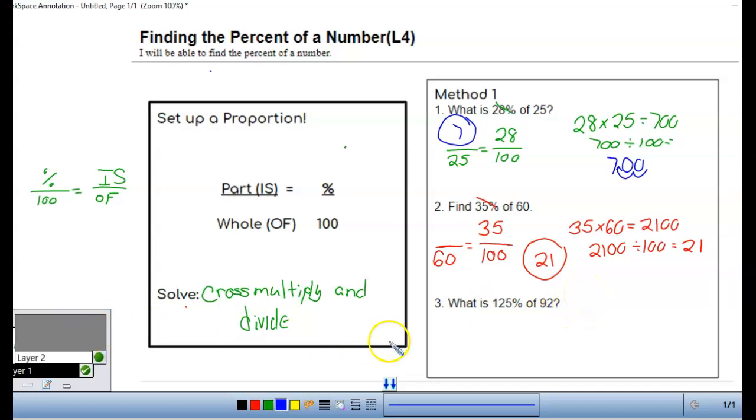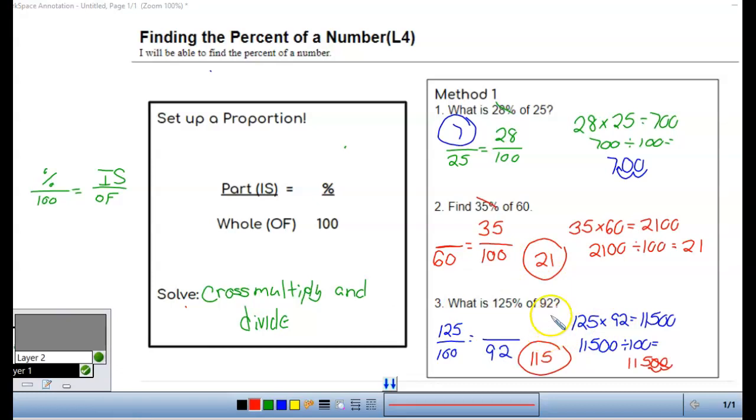So just like before, I start with my percent. I'm going to put it on the other side just to change it up a little bit. And I know it says is right there, but because this is a percent, putting it in the percent spot is more important than putting it in the is spot. 92.